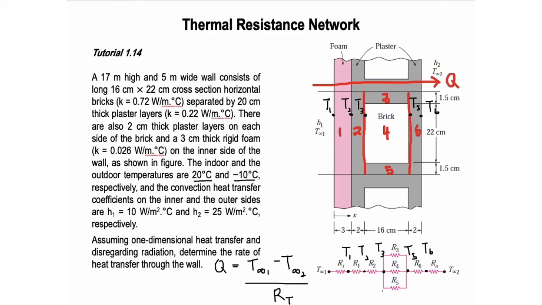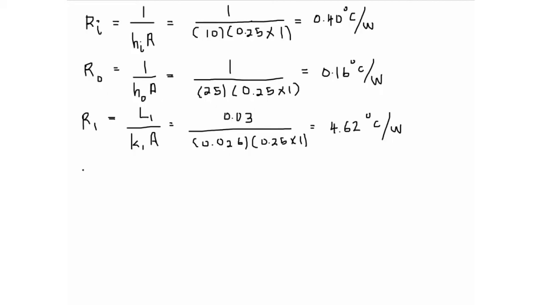Okay, next R2. R2 is made of plaster, and R2 thickness is the same, so R6 also the same thickness. So basically R2 and R6, when we calculate R2, meaning we calculate R6 as well. Okay, so let's calculate in terms of 2.